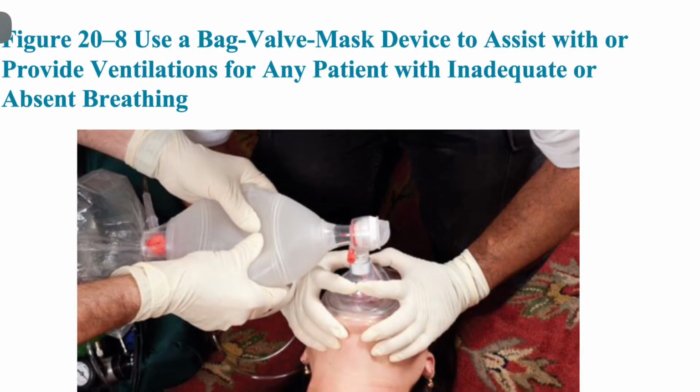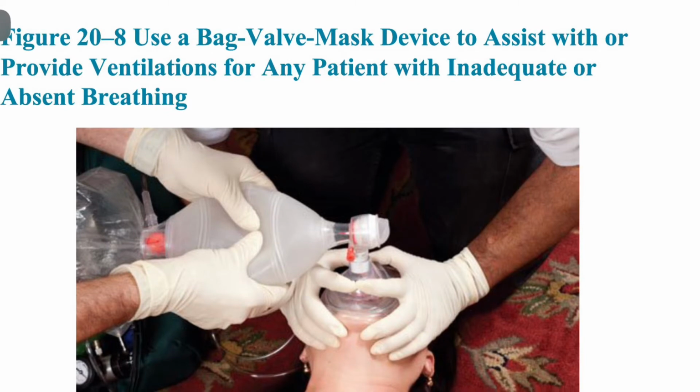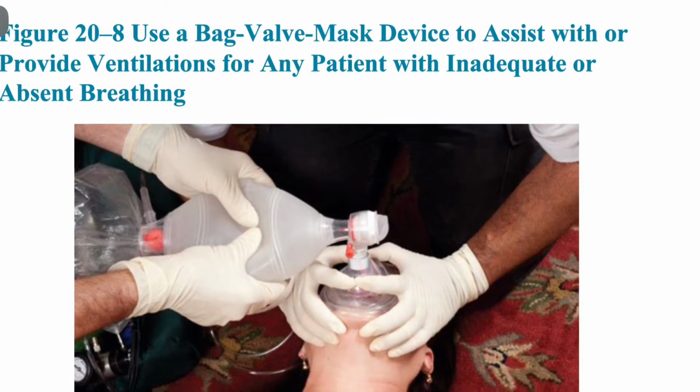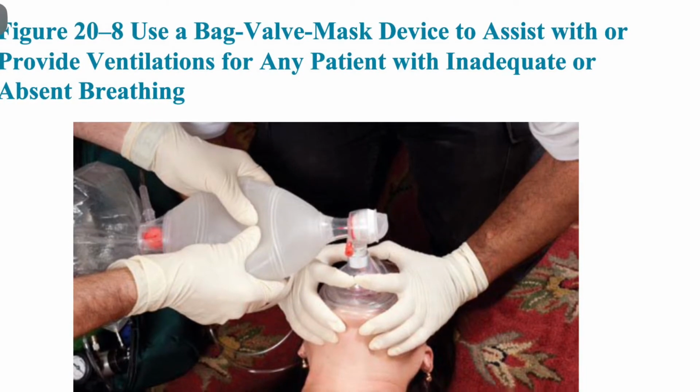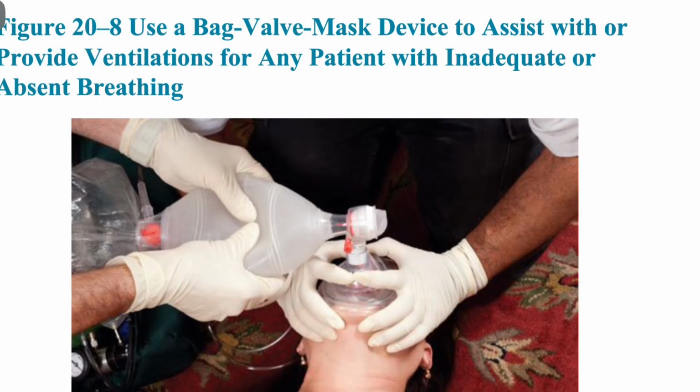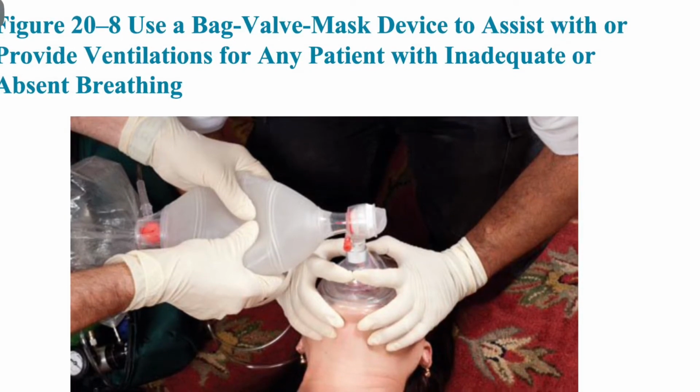A bag mask device used without supplemental oxygen delivers only 21% oxygen, which is what is found in room air. A bag mask device used with supplemental oxygen set at a flow rate of 15 liters per minute delivers approximately 40 to 60% oxygen to the patient.